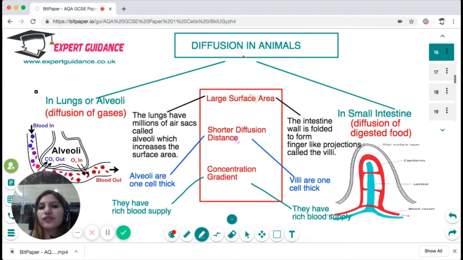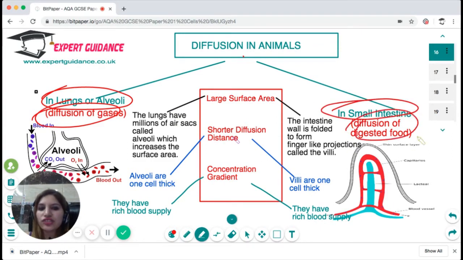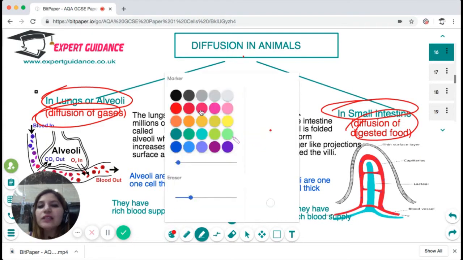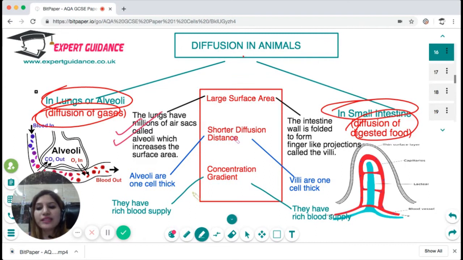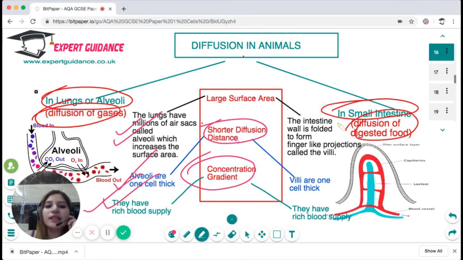Now, for diffusion in animals, there are two examples. In the lungs, or the alveoli, there is diffusion of gases, and in the small intestine, diffusion of digested food takes place. If you see the structure of the alveoli, the lungs have millions of alveoli, which increases the surface area. For a shorter diffusion distance, they are one cell thick, and for maintaining the concentration gradient, they have a rich blood supply. On the other hand, in the small intestine, the wall is folded to form finger-like projections called villi. Villi are one cell thick and they have a rich blood supply.